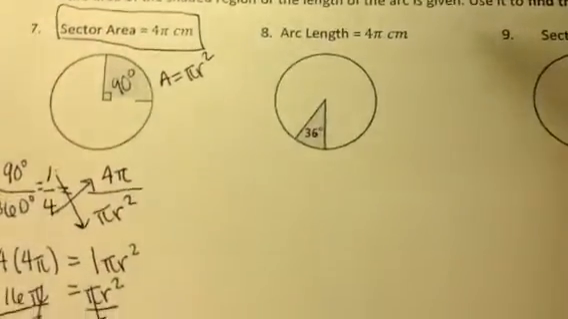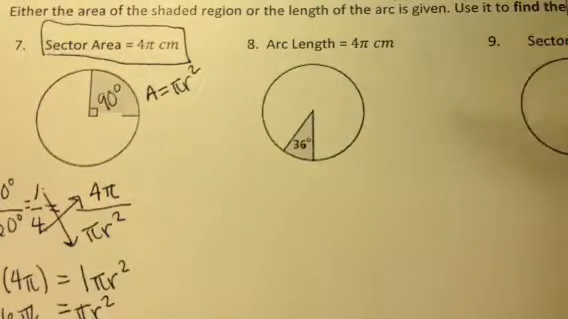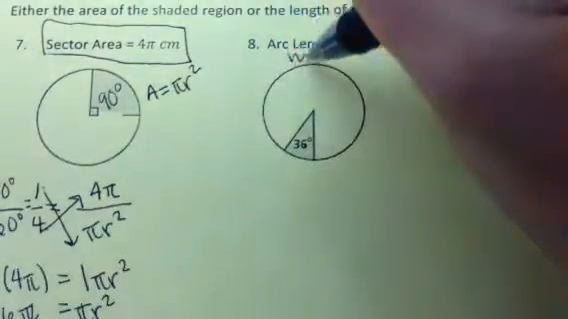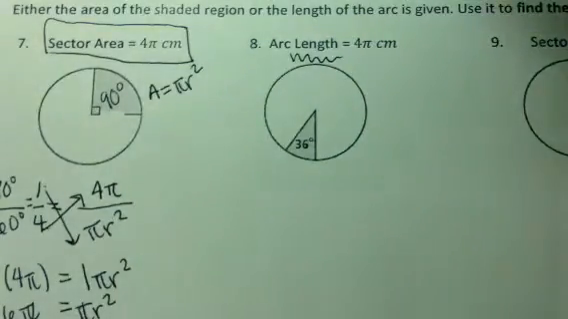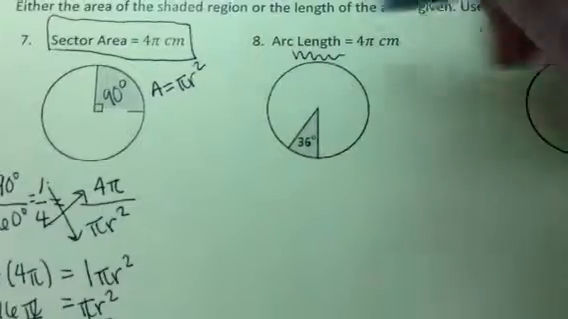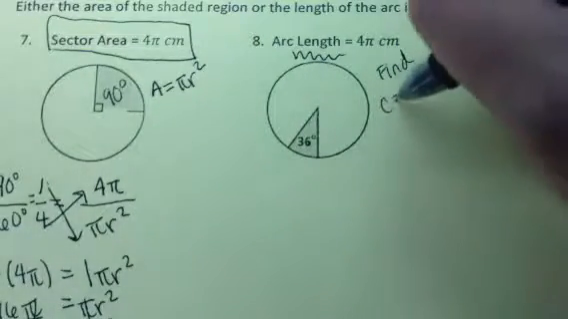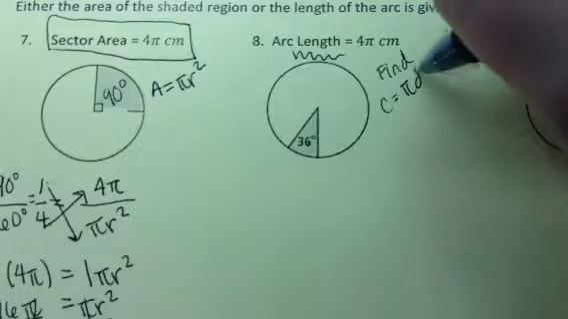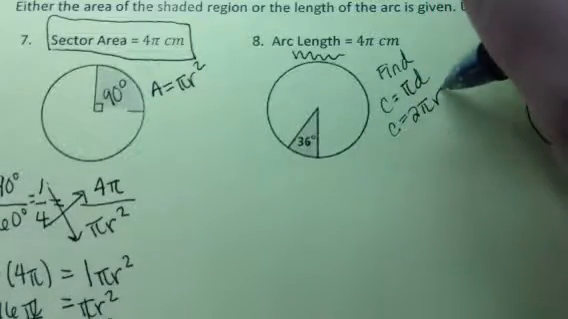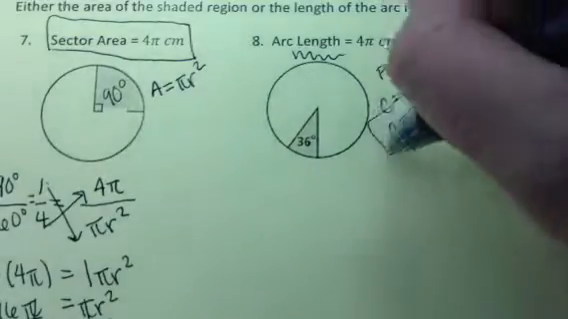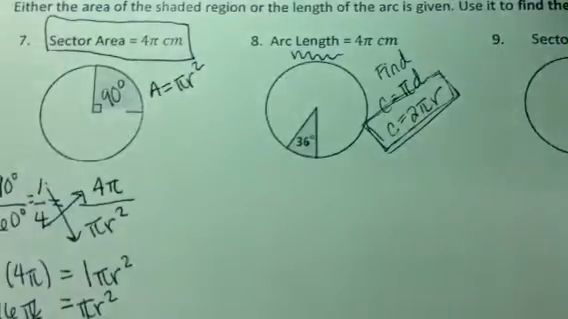All right, question 8. In question 8, we're finding the radius again, but we're given the arc length. So remember, arc length goes with circumference. So we found area in the last one, and now we're going to find circumference. We know circumference is pi times diameter, or 2 pi r. Since my goal is to find the radius, it might help to use this form of the circumference equation.